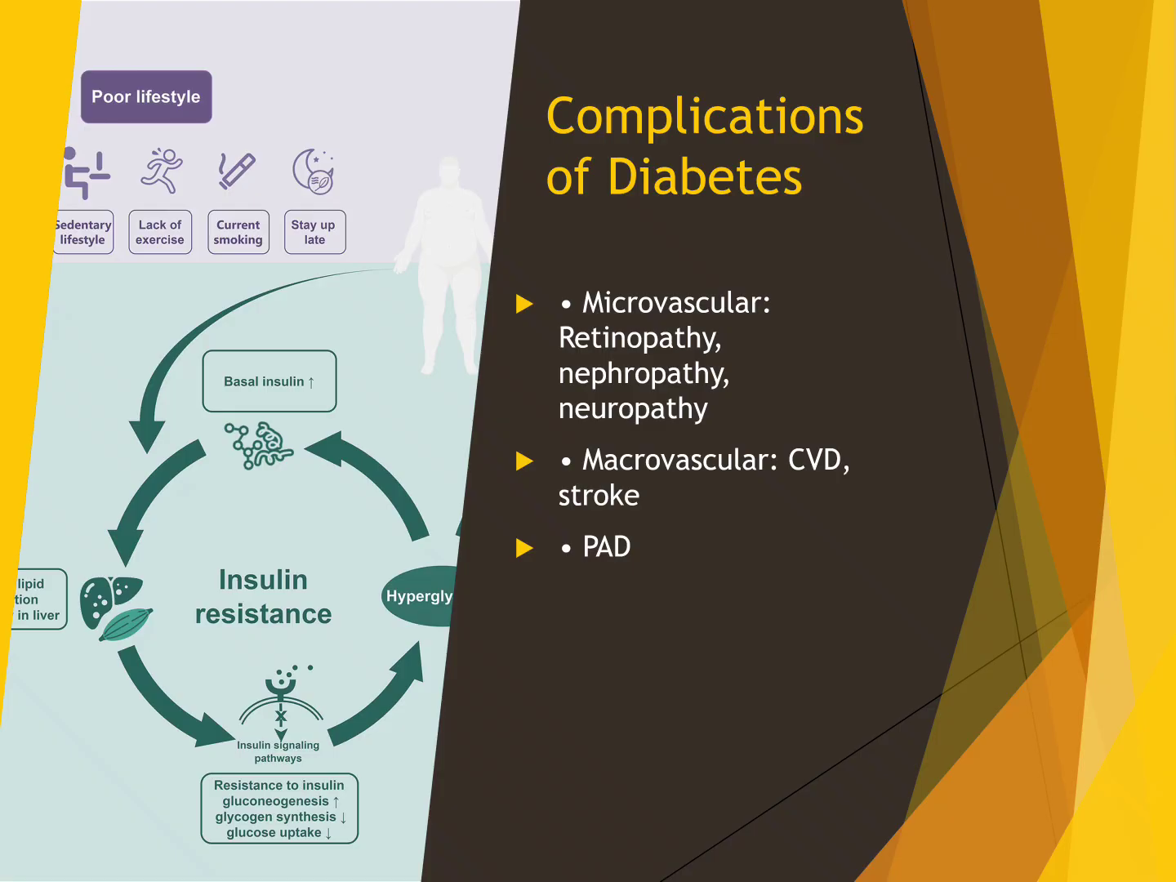Diabetic complications are divided into microvascular and macrovascular complications. Microvascular complications include retinopathy, nephropathy, and neuropathy. Macrovascular complications involve large blood vessels and include cardiovascular disease, stroke, and peripheral arterial disease. These complications significantly contribute to morbidity and mortality in diabetic patients.